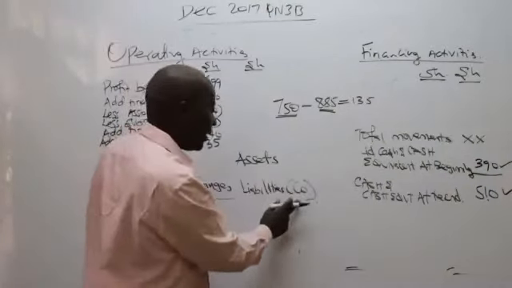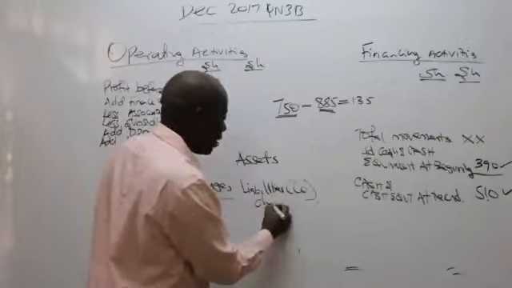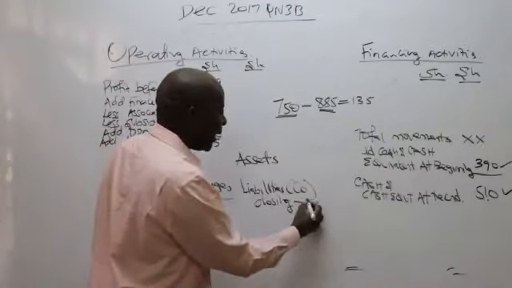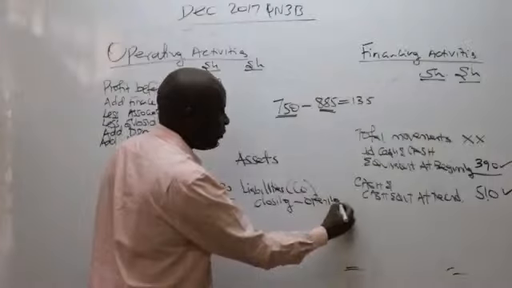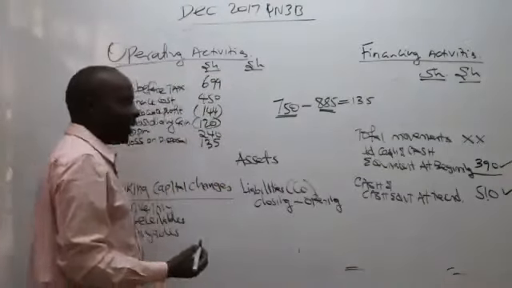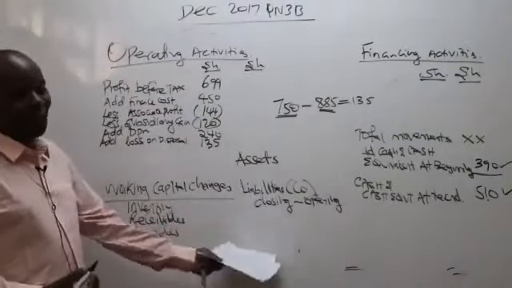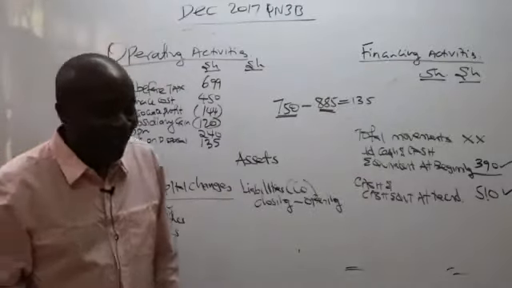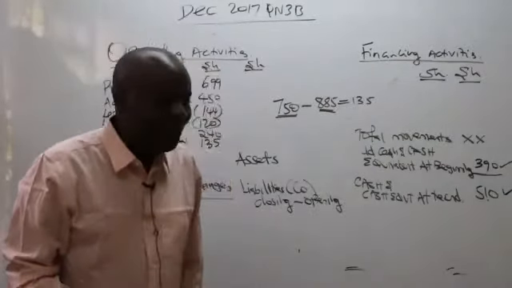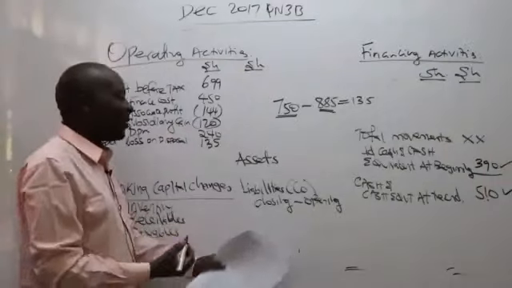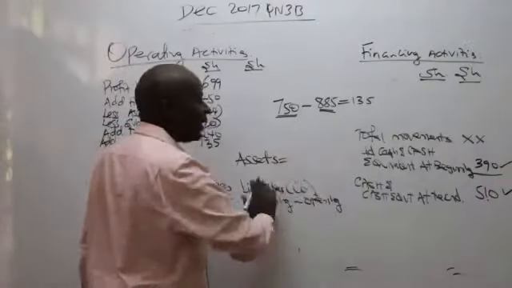Yani for liabilities, we shall always be taking closing minus opening. Unafaa kujua hivyo. Closing minus opening. Najua you understand, lakini kwanza andika tu namna hiyo. Closing minus opening. And for assets shall always be the opposite.